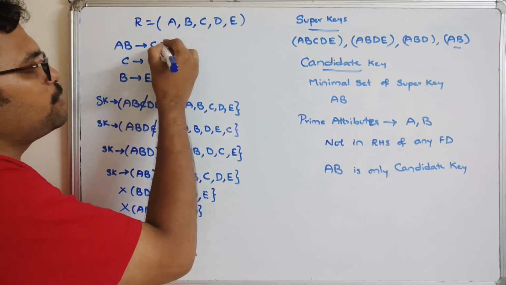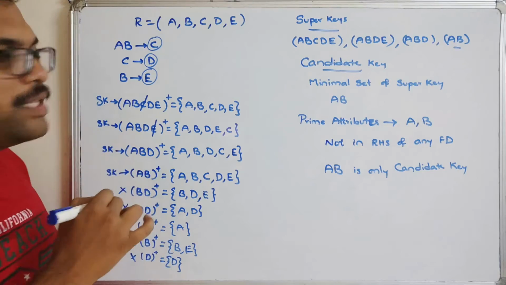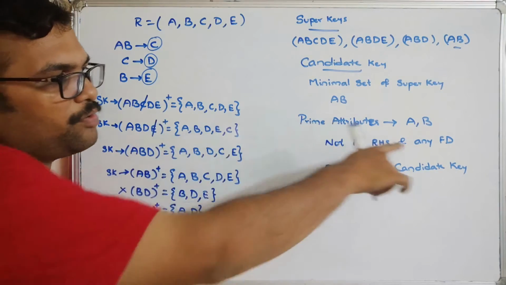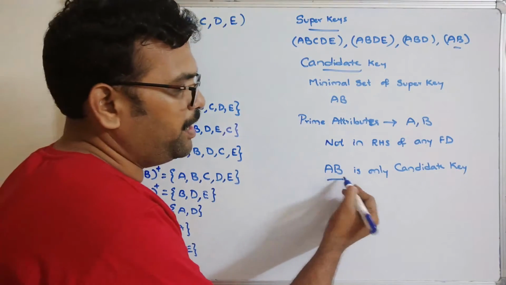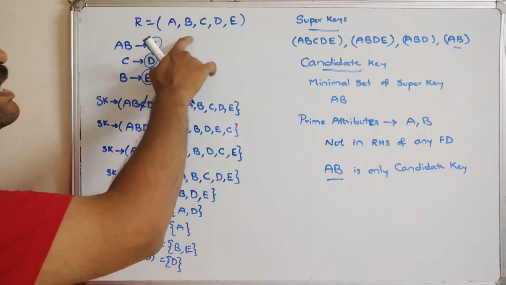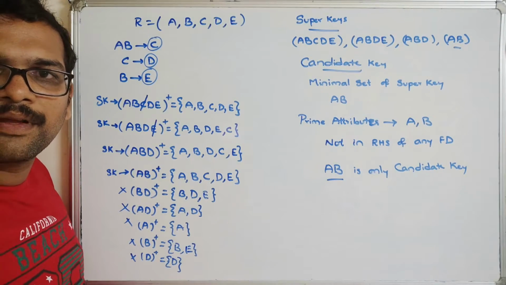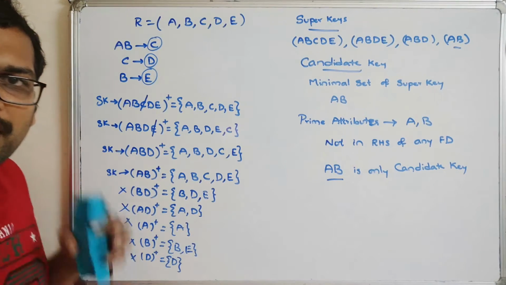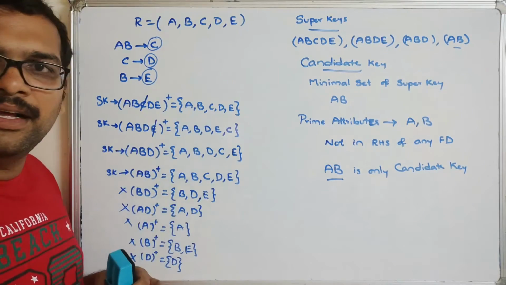dependency. RHS means this one. So this is the RHS. So in all the three functional dependencies, the RHS is not equal to either A or B. So obviously we can say AB is the only candidate key for the given relation A, B, C, D, E with given functional dependencies. Right? So hope you understood this one. So let us check one more problem on this one. So finding of super keys and candidate keys.